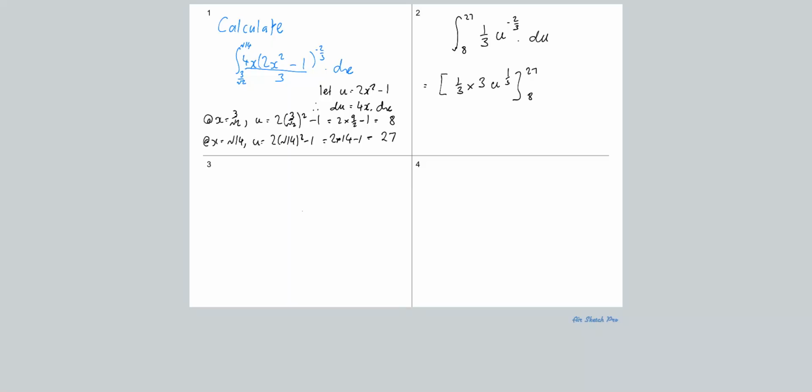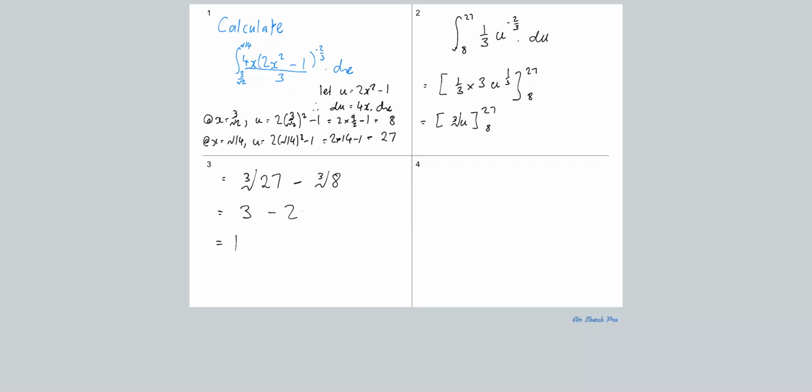Now, u to the power of a third is just the cube root of u. So the third and the 3 will cancel each other out. So I'm left with the cube root of u between 27 and 8. What does that equal? Well, that would be the cube root of 27 minus the cube root of 8. And that is equal to, 3 cubed is 27, so 3, and 2 cubed is 8, so that's just 2. So the whole kit and caboodle is equal to 1. And that's all you need to do.